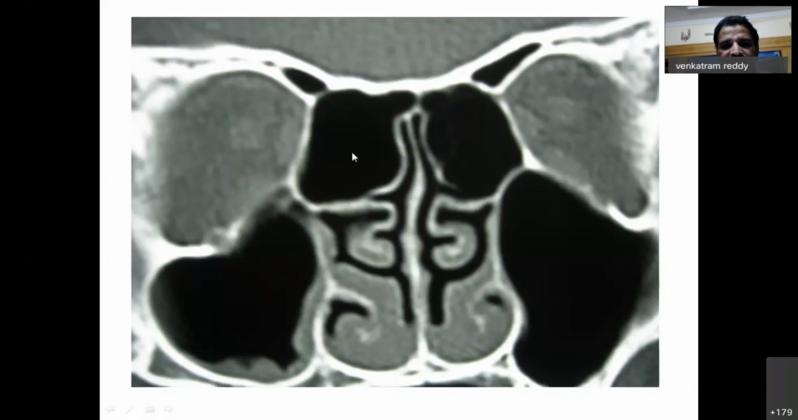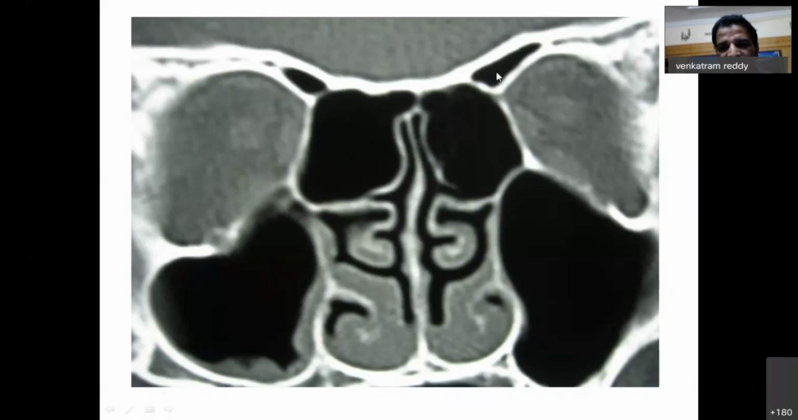And I think in this film, this is the inferior turbinate, the middle turbinate, and this is the superior turbinate, right? And what is lateral to the superior turbinate is the posterior ethmoids. These are the posterior ethmoids. So what are these things?